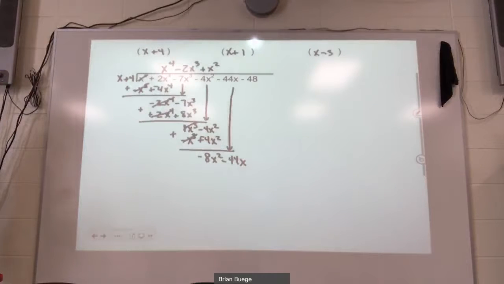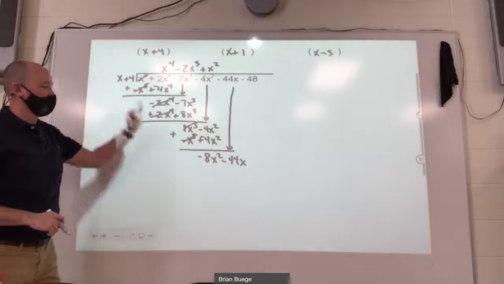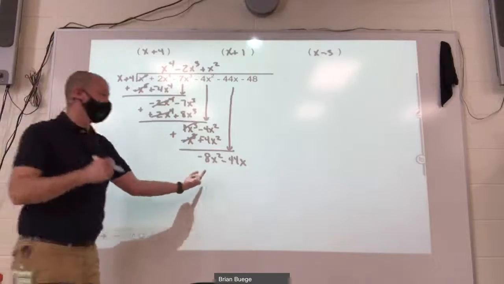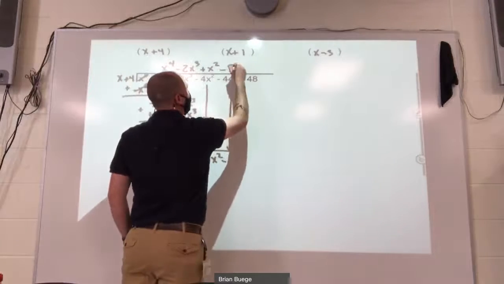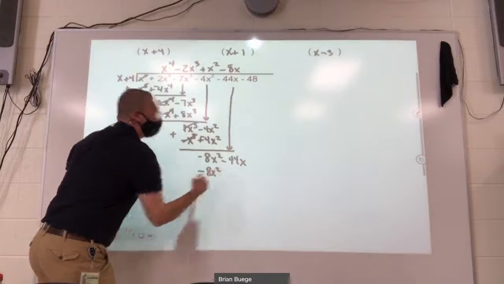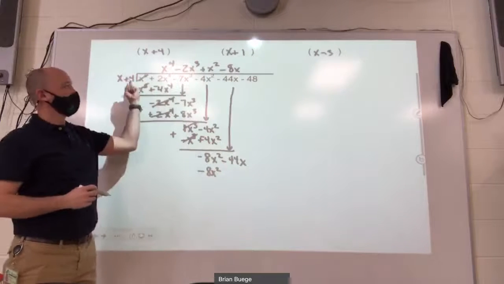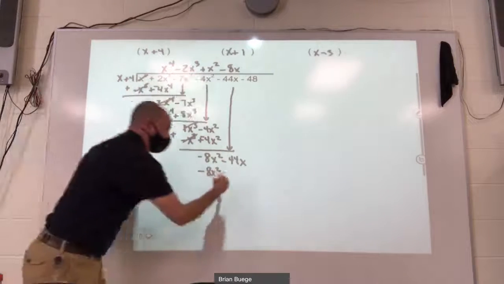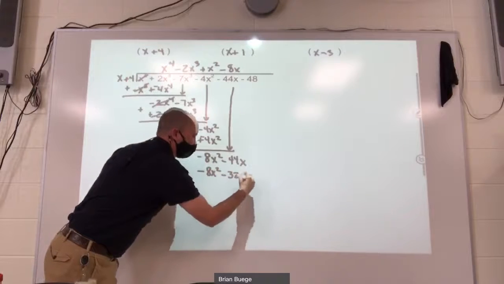This time, what do I multiply by? Negative 8x, yep. X times a negative 8x will give you negative 8x squared. Multiply through, I get negative 8x squared. Multiply it by the 4, I get a minus 32x.